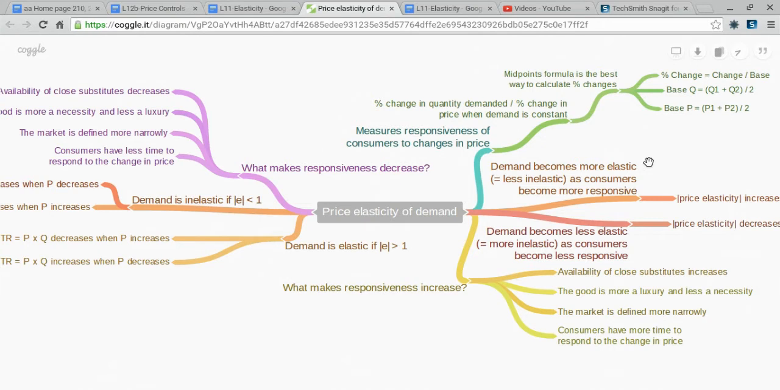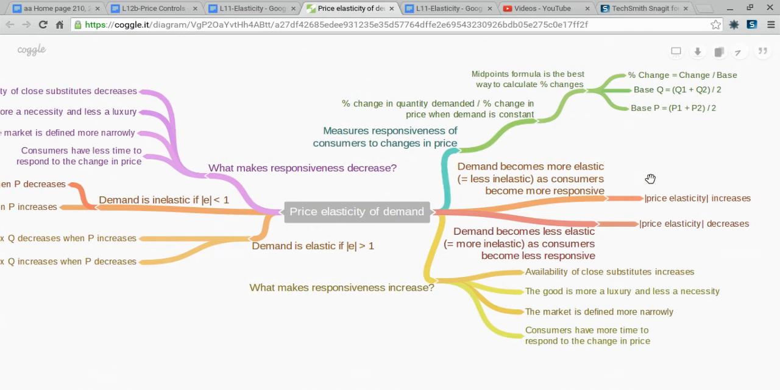Demand becomes more elastic as consumers become more responsive to changes in price. More elastic is the same as less inelastic. When demand becomes more elastic, it means the absolute value of price elasticity increases. Demand becomes less elastic, which is the same as more inelastic, as consumers become less responsive to changes in price. When the demand becomes less elastic, it means the absolute value of price elasticity decreases.